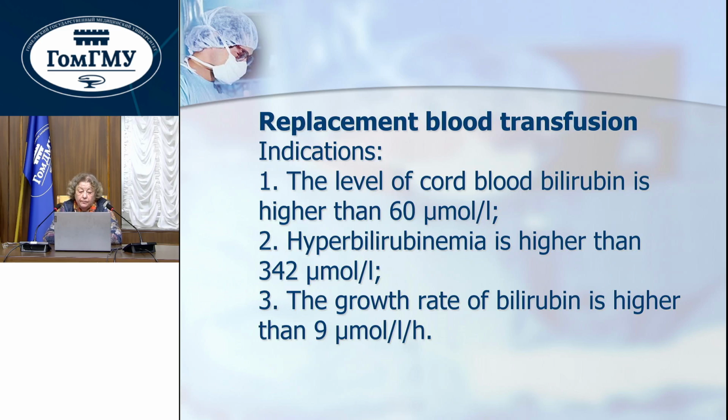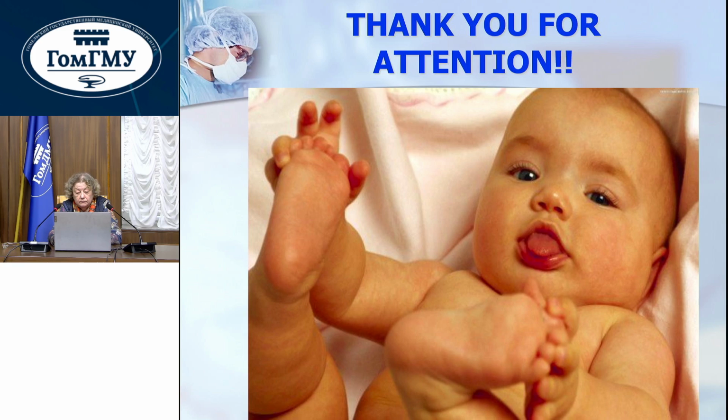So, replacement blood transfusion. Indication for replacement blood transfusion: the level of core blood bilirubin is more than 60 micromole per liter. Hyperbilirubinemia is more than 342 micromole per liter, and the growth rate of bilirubin is more than from 8 to 9 micromole per liter per hour.